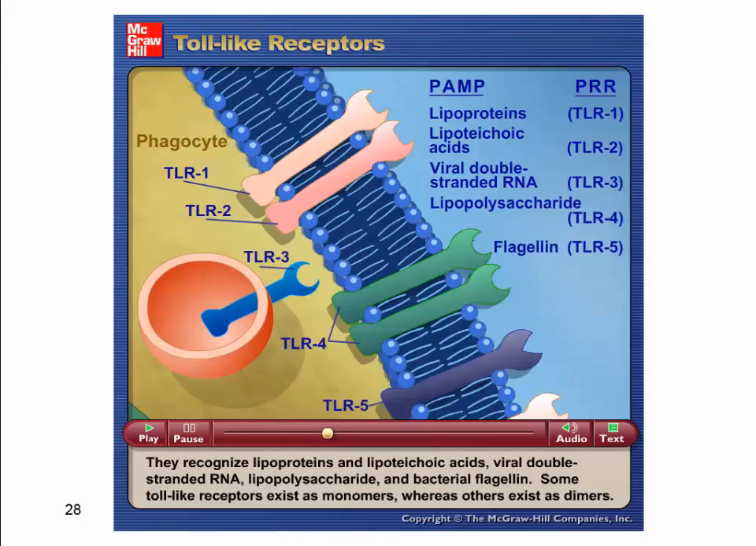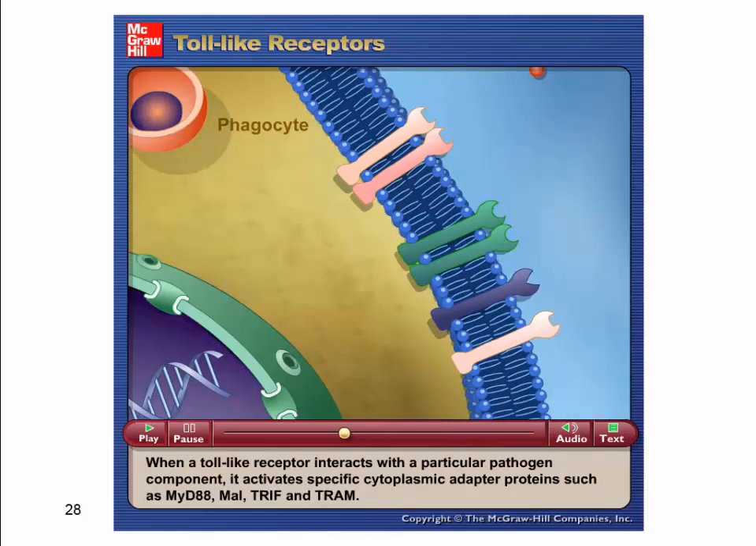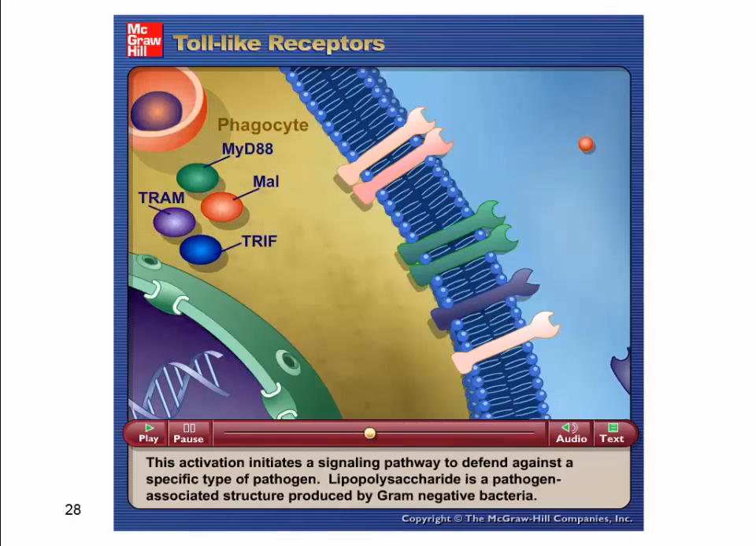Some toll-like receptors exist as monomers, whereas others exist as dimers. When a toll-like receptor interacts with a particular pathogen component, it activates specific cytoplasmic adapter proteins such as MYD88, MAL, TRIF, and TRAM. This activation initiates a signaling pathway to defend against a specific type of pathogen.